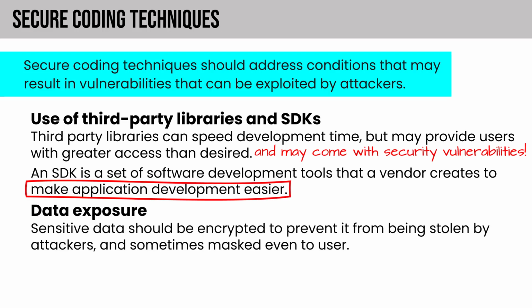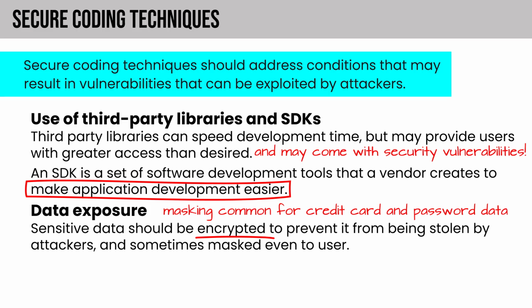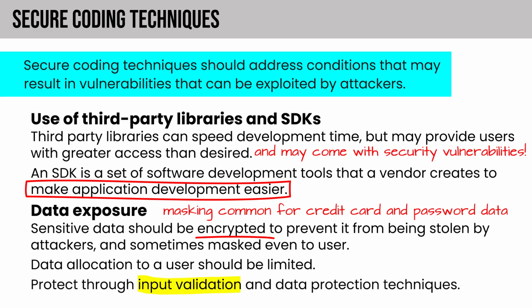Data exposure needs to be considered in the application development process, and sensitive data should be encrypted to prevent it from being stolen by attackers and sometimes even masked to the user. Masking is common for credit card and password data or even social security number information. Data allocation to a user should be limited. We should really operate on a least privilege basis there, and we need to protect data through input validation and data protection techniques. So validating form input, for example, can prevent SQL injection attacks.